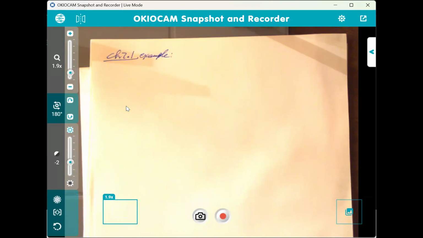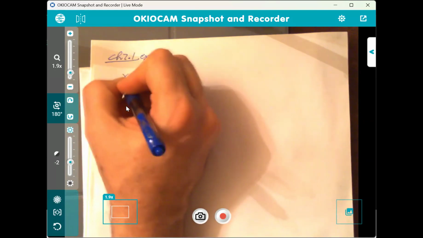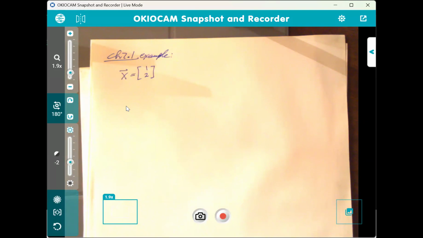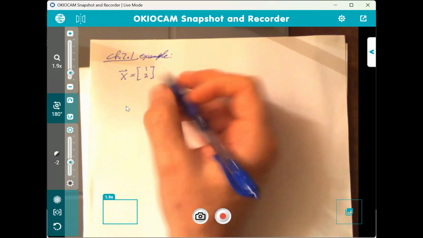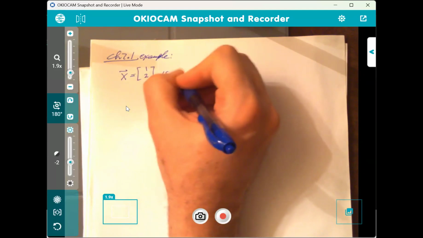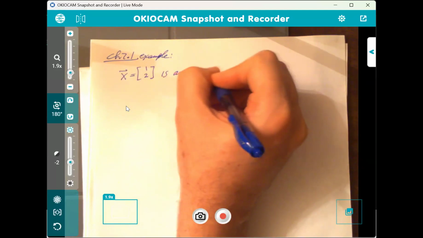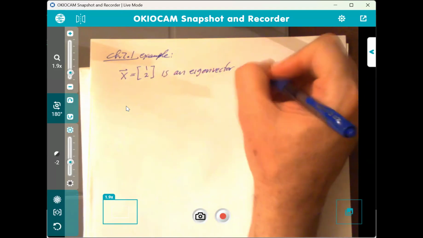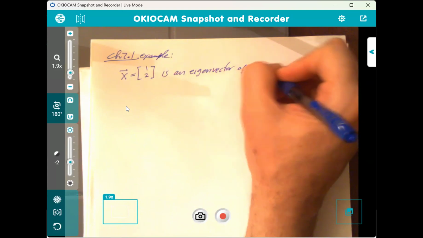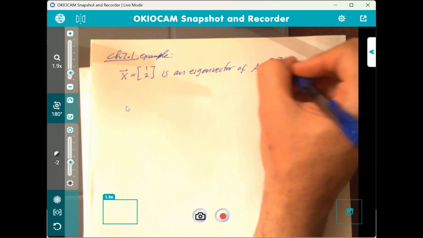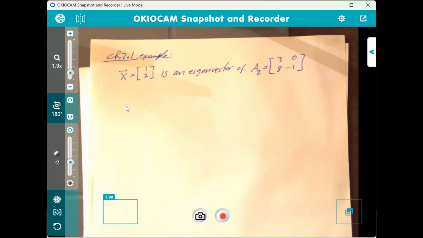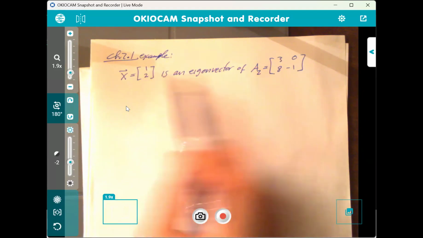Okay, so in this example, suppose that my vector x is simply x1, x2. So I have two components, right? Suppose this is an eigenvector of a matrix A of coefficients, a square matrix of order 2, so it's got to be a 2 by 2. Let's say it's 3, 0, 8, negative 1, something like that. So this is the eigenvector of that matrix.